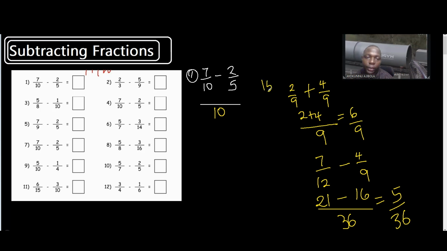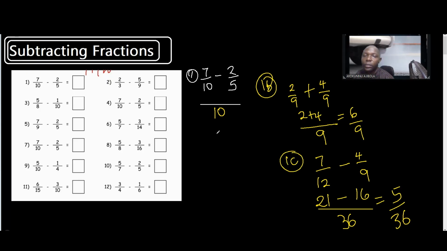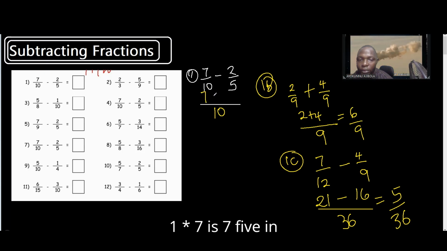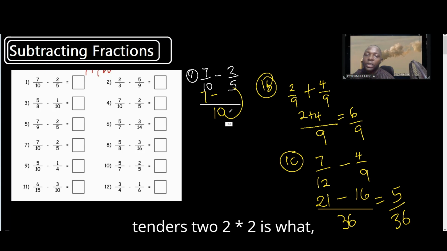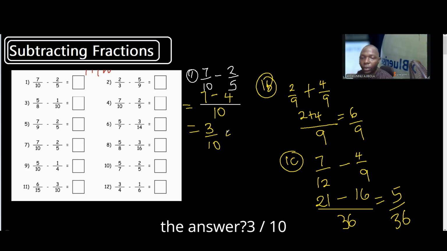But coming back to the question we solved, let me name this 1B and 1C. So 1B and 1C. So now 10 in 10, that's 1. 1 times 7 is 7. 5 in 10, that's 2. 2 times 2 is what? 4. So I'm going to subtract. What's the answer? 3 over 10. Okay.